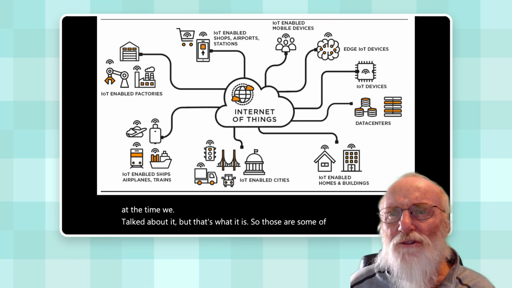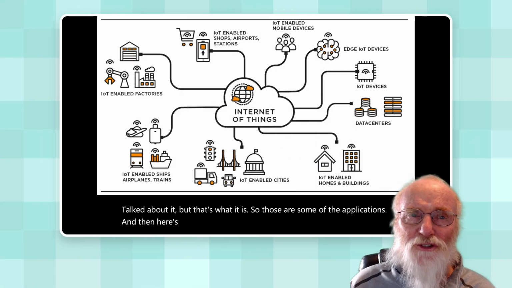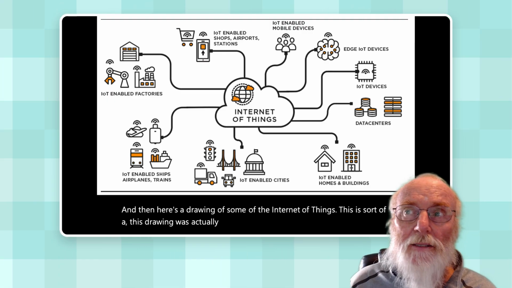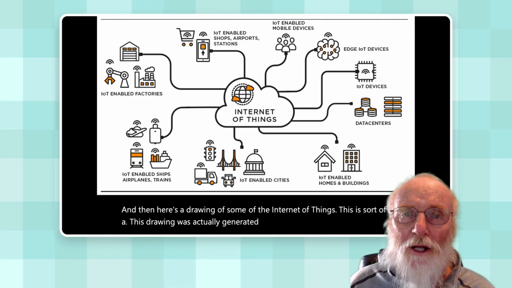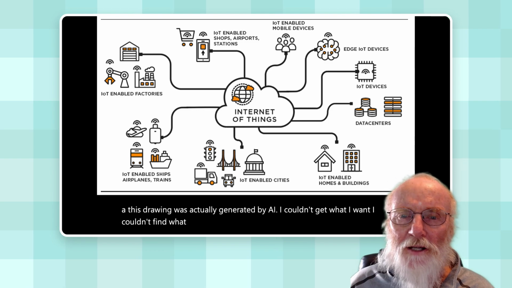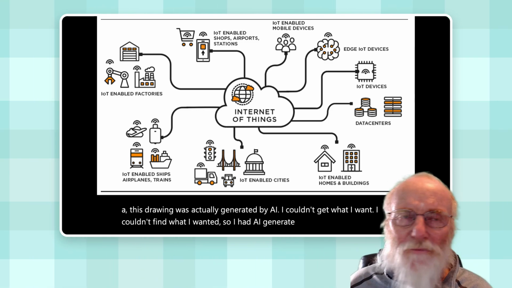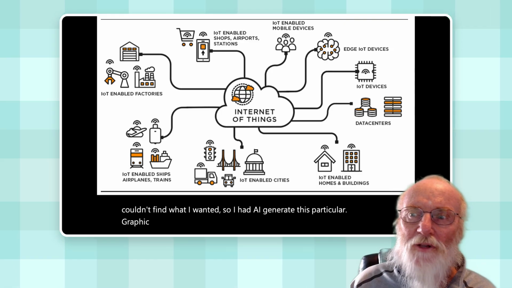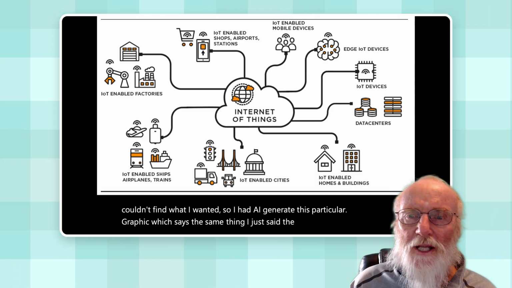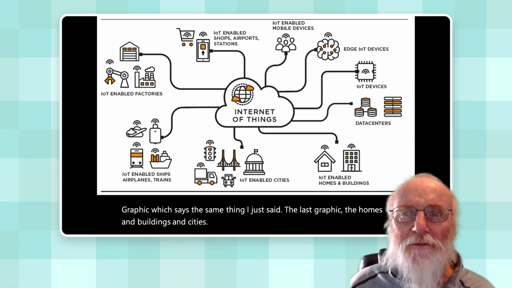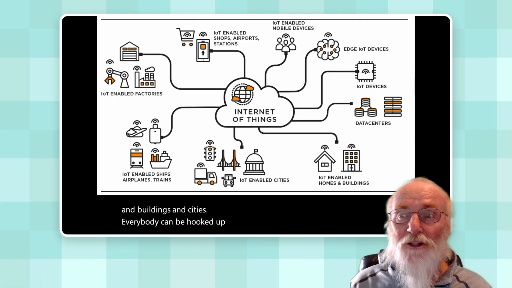And then here's a drawing of some of the Internet of Things. This drawing was actually generated by AI. I couldn't find what I wanted, so I had AI generate this particular graphic, which says the same thing I just said in the last graphic. Homes and buildings and cities, everybody can be hooked up to the internet, and that's the direction that we're going.